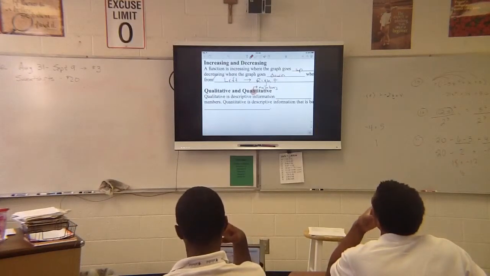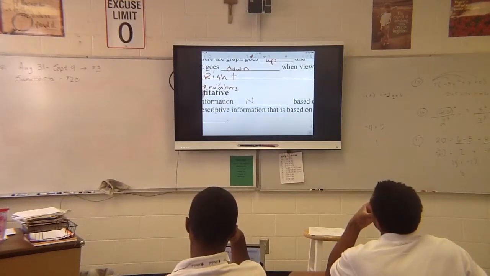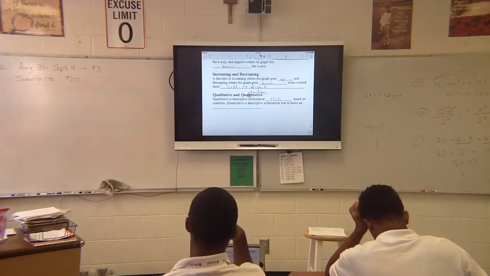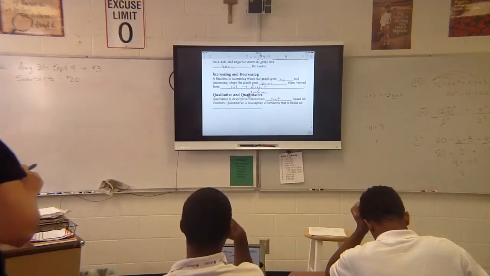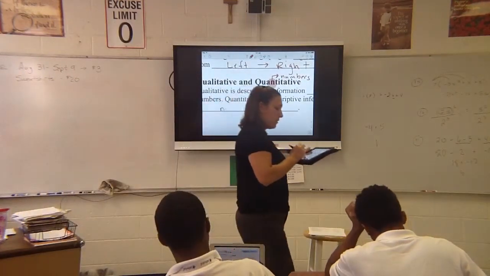So qualitative is the descriptive information not based on numbers. Not based on numbers. Quantitative is descriptive information that is based on numbers. Very good.